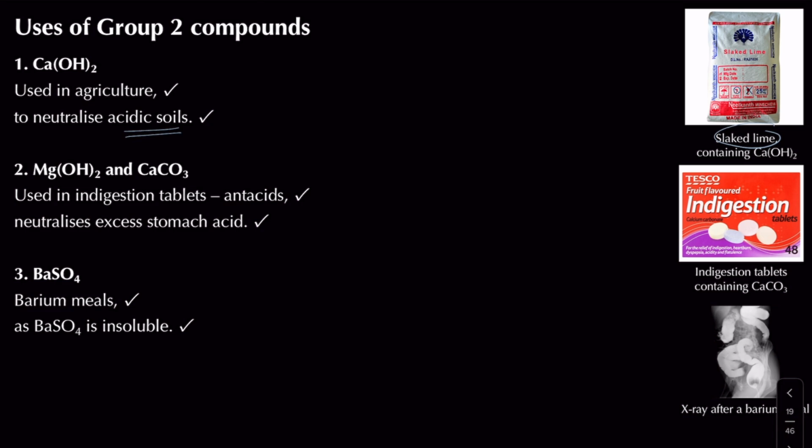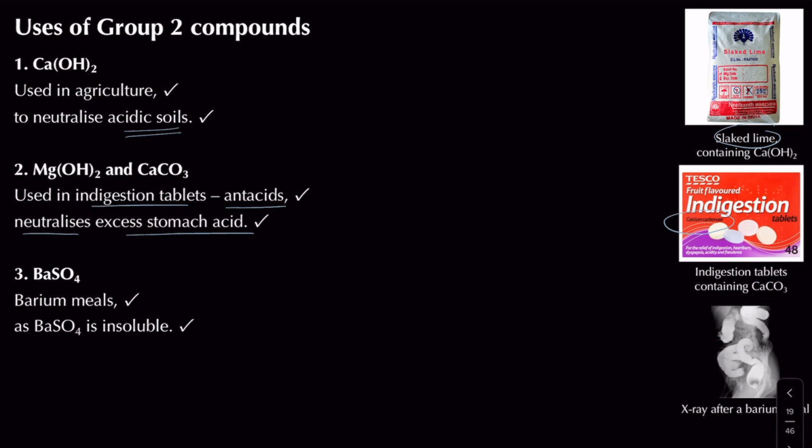Looking at the next one, you've got magnesium hydroxide or calcium carbonate. These are actually used in indigestion tablets. They're used as antacids, and they work by neutralizing excess stomach acid itself. And then in this example over here, this Tesco fruit flavored indigestion tablet, you've got here calcium carbonate as the active ingredient. That's going to neutralize the excess stomach acid.